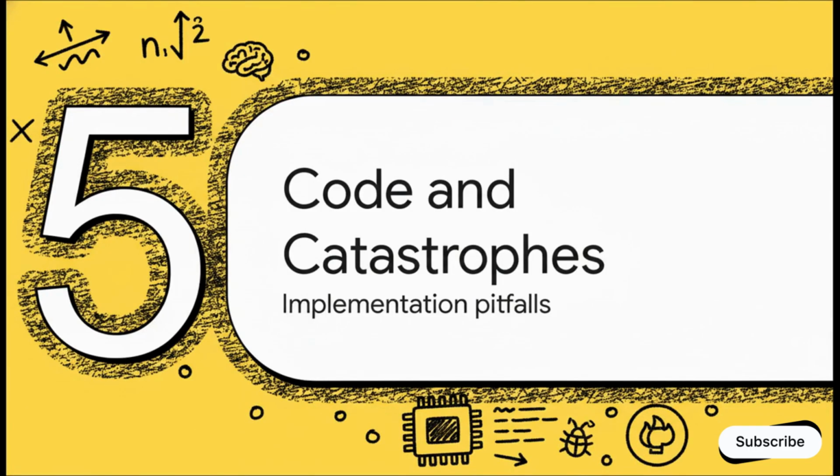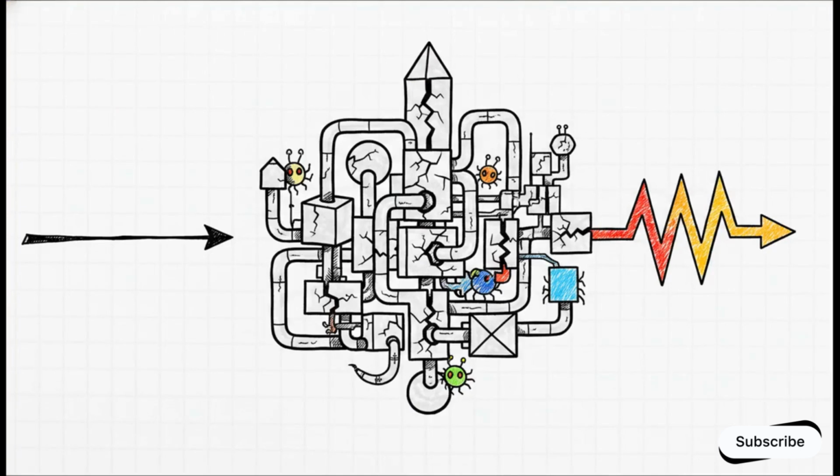And finally, Section 5, Code, Compute, and Catastrophes, Implementation Pitfalls. Because mathematical ideals don't always translate perfectly to silicon, right? Choosing the wrong norm or coding it poorly will silently break your architecture. If you call torch.norm on a batch but forget the dim equals 1 argument, you normalize the entire batch as one giant vector instead of per sample, creating total garbage.